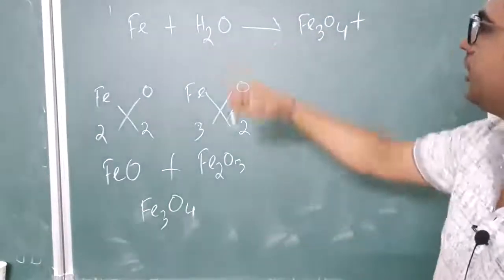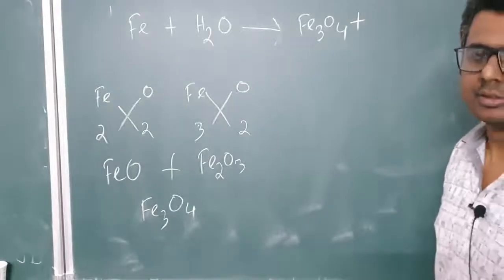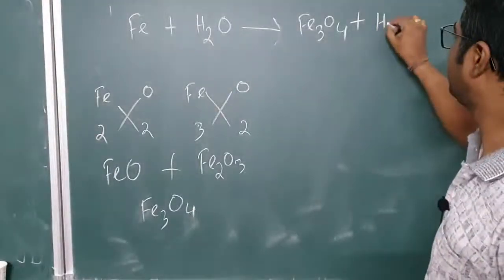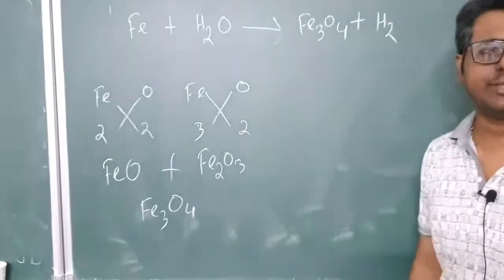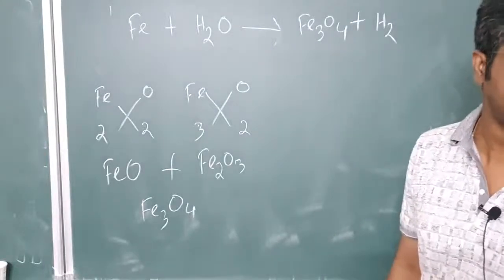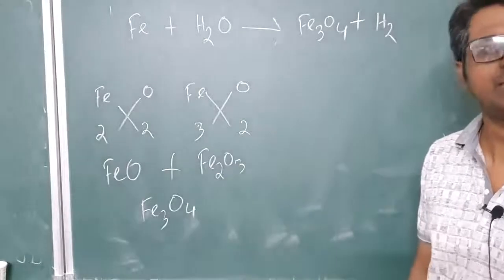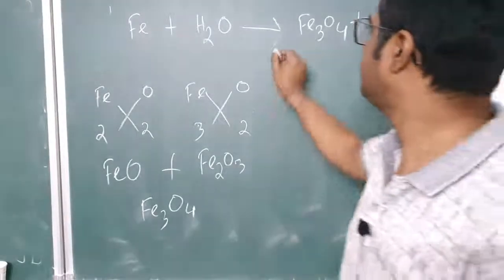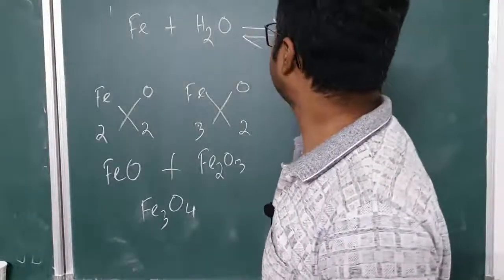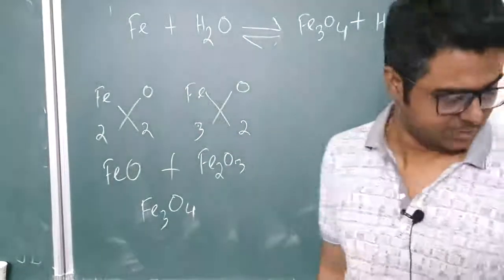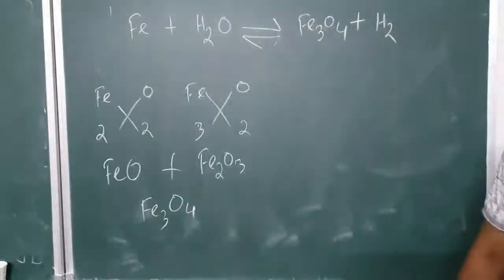Iron has taken out oxygen, what will be remaining? Hydrogen. Okay. Now as you know, iron is much lower in the series than potassium and sodium. So the reaction will be very slow. This reaction will be reversible and not at all easy to conduct.